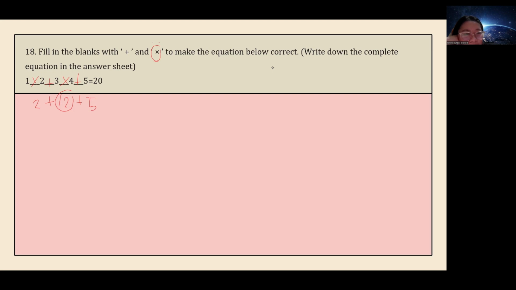Not quite. Okay, again. 1 times 2, that's 2. Plus 3 times 4, 12, 14. Plus 5, that's 19. Okay, what else? Not quite, right? What else?